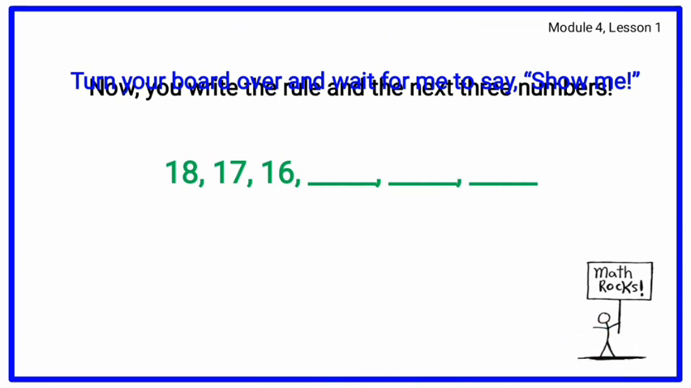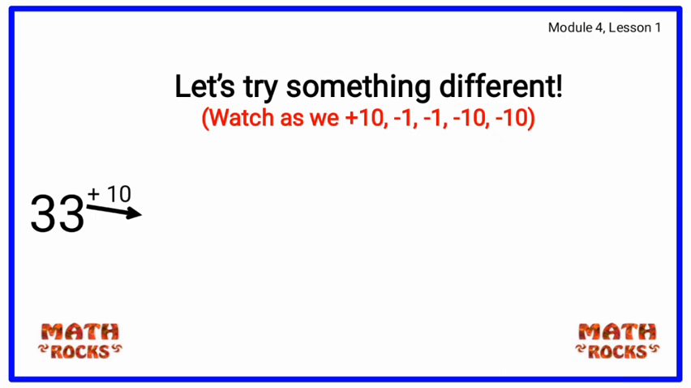Now I want you to write the rule for the next 3 numbers. 18, 17, 16. Alright, with your writing material, I want you to work this down and compare it with your partner's work. What 3 numbers will follow this pattern? Okay, now, if you have done that, I want us to try something different. Watch as we go for plus 10, minus 1, minus 1, minus 10, minus 10. Alright, what I mean is 10 more, 1 less, 1 less, 10 less, 10 less.